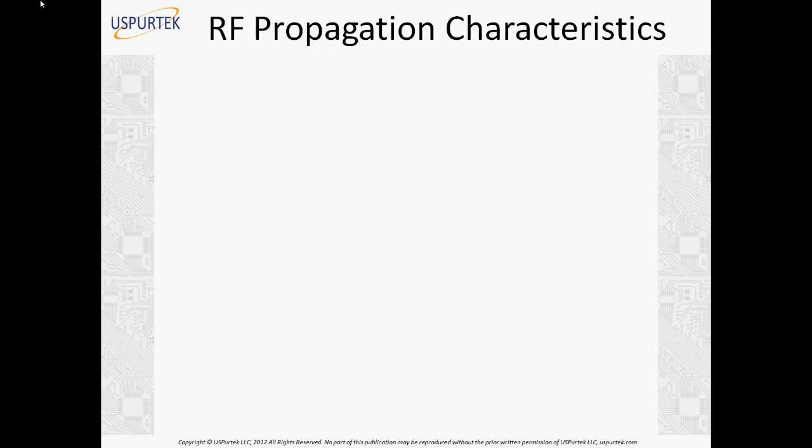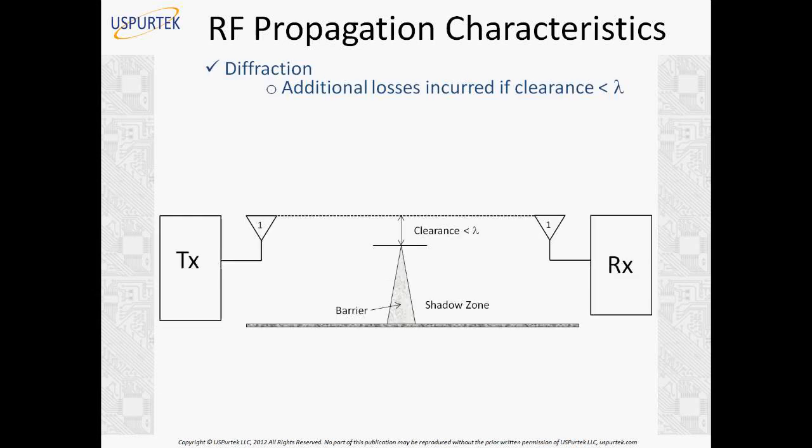But the situation changes when we have the clearance less than one wavelength. That is when we have additional losses here. It will start interfering with the line of sight propagation.